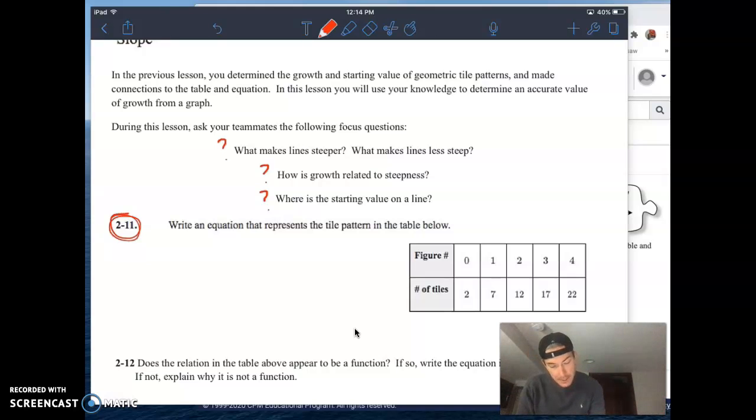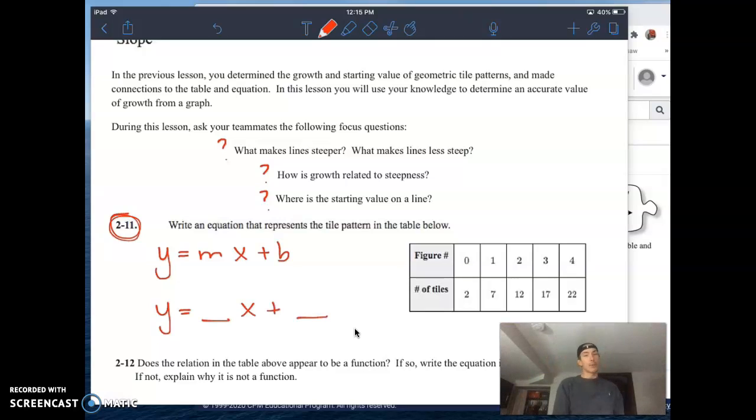You saw me set up things using maybe something you've seen before, our slope-intercept form, y equals mx plus b. The easiest way to do this is to consider your m and your b as blanks. These are things that we're going to have to fill in. And the information is given away in the table or on the graph. We'll look at graphs today as well.